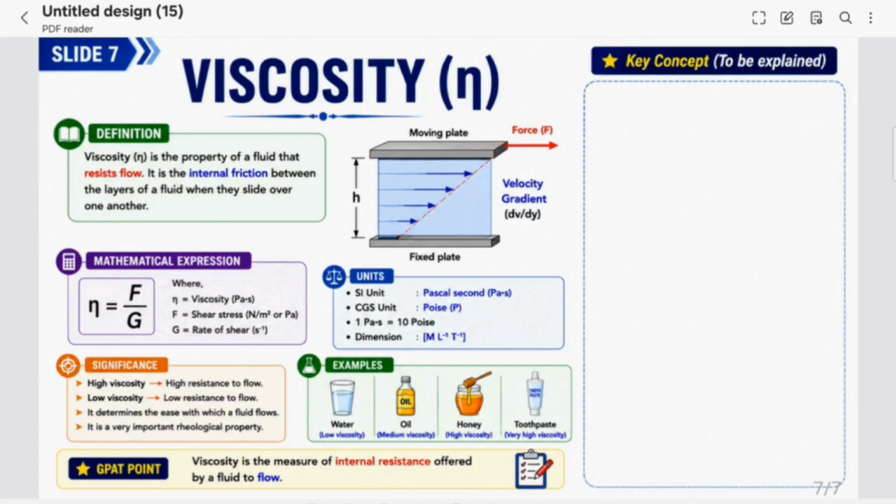Then what is the mathematical expression for this one? N is equal to F by G, where N is viscosity, F is shear stress, and G is rate of shear. The SI unit is Pascal second, and the CGS unit is Poise.